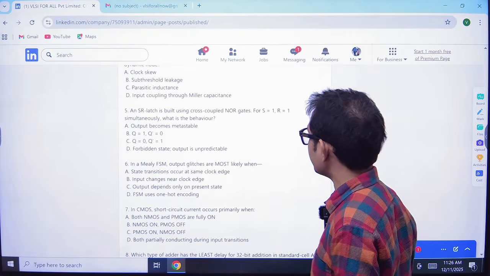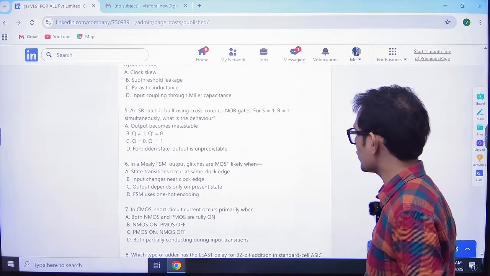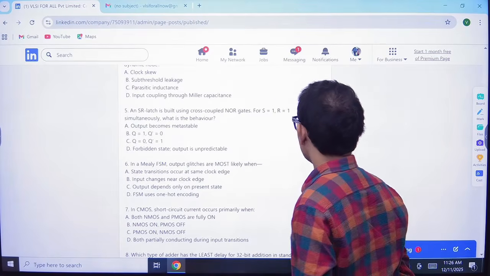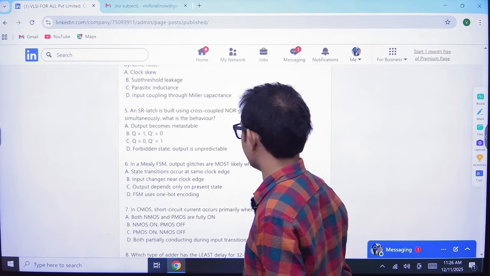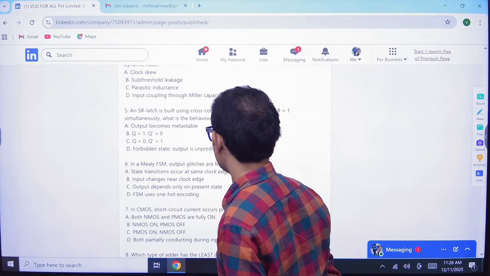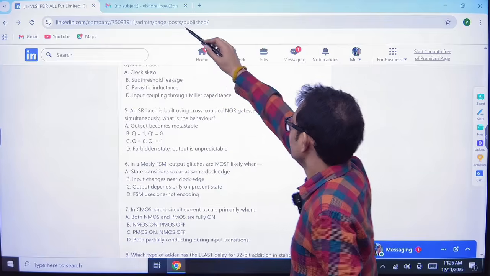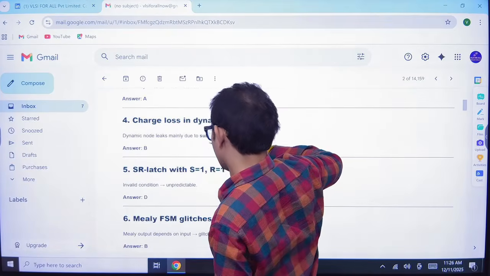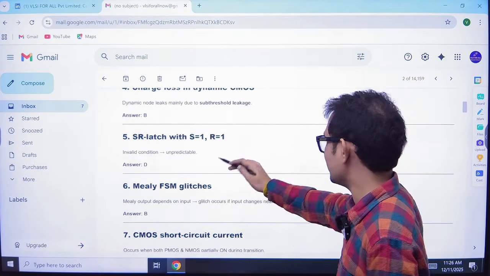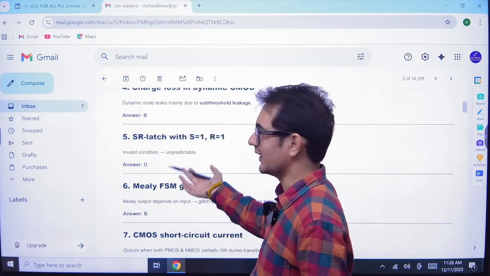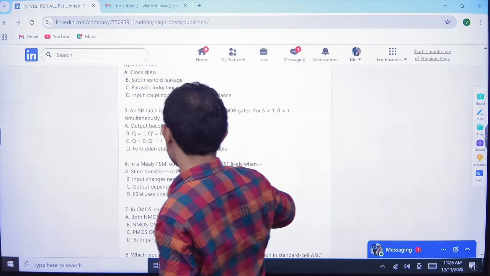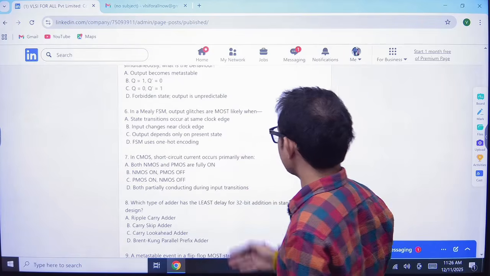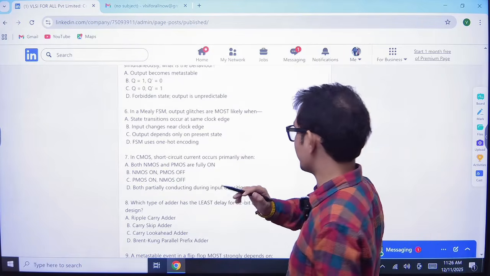An SR latch is built using cross-coupled NOR gates where the S value is 1 and the R value is 1 simultaneously. What is the behavior? This is a general question only. It is an invalid case, so unpredictable. This is the answer, it's D here. And it was asked in the GATE also a few years back.